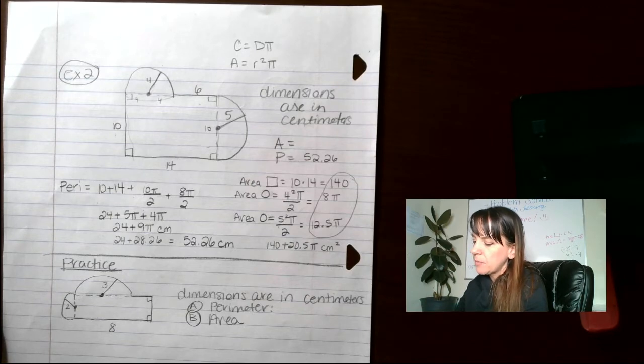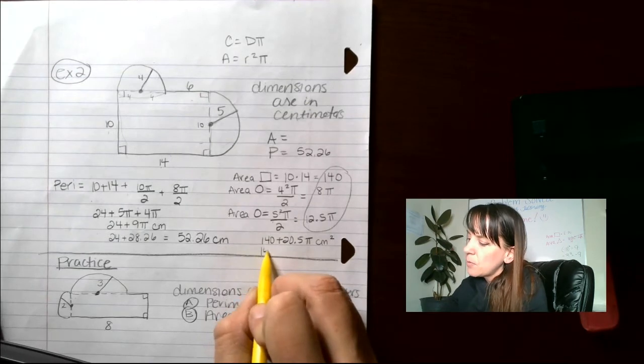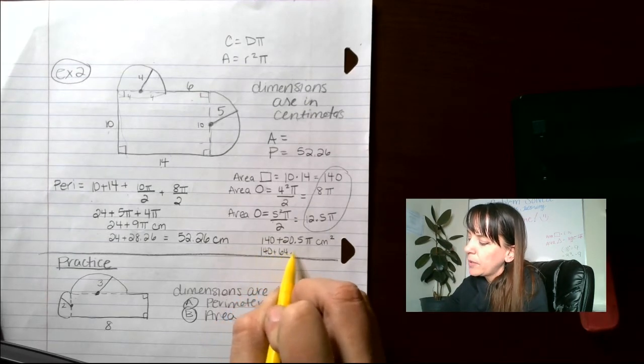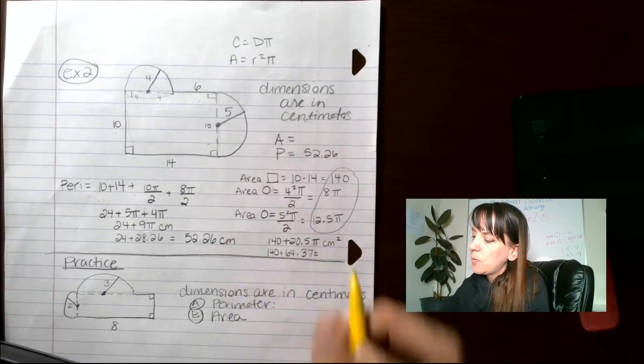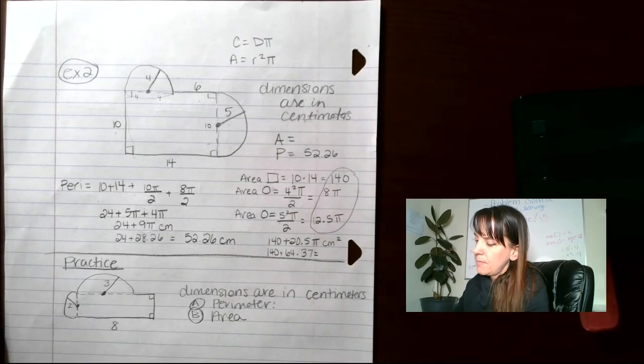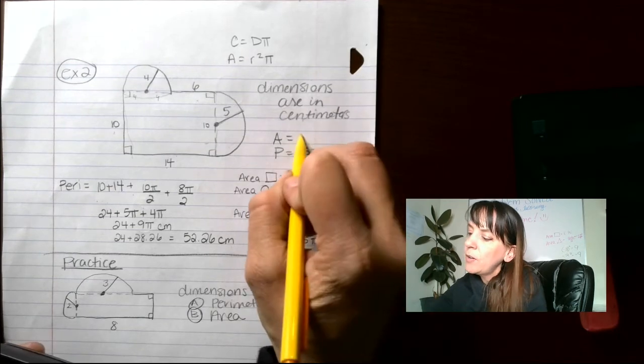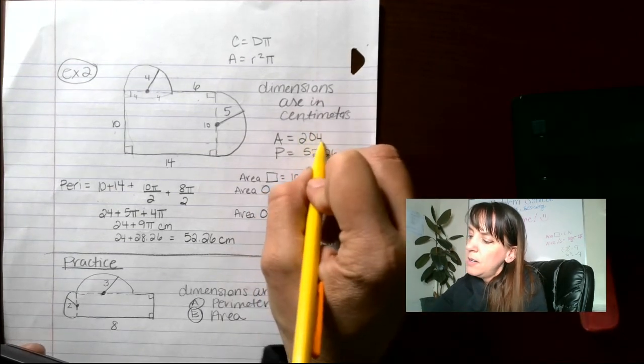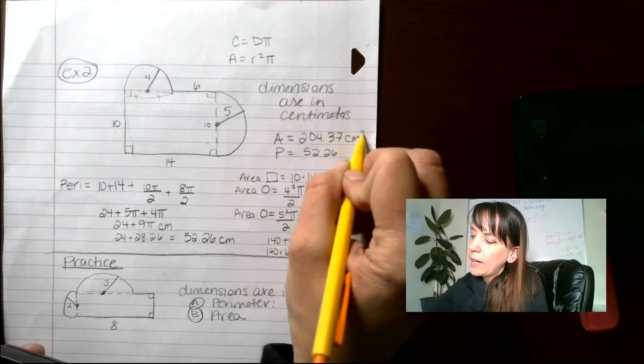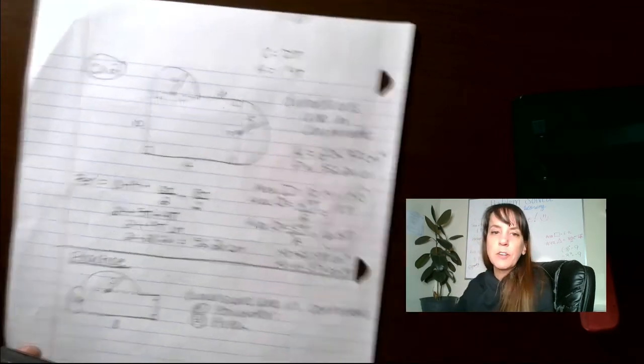20.5 times 3.14 would give us 64.37. So 140 plus 64.37 equals 204.37. So the area would be 204.37 centimeters squared. Oh, I forgot to write centimeters here. Make sure you're using your units.